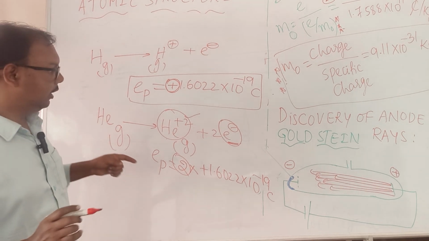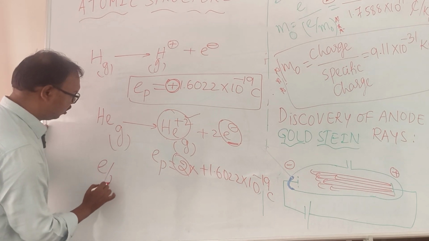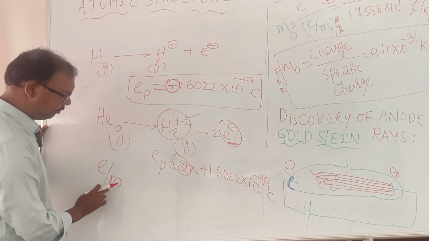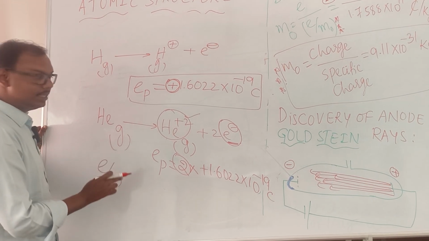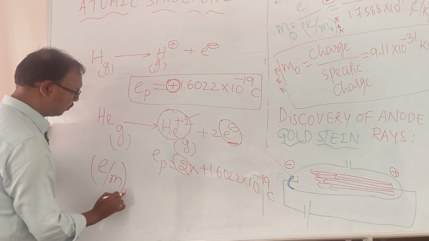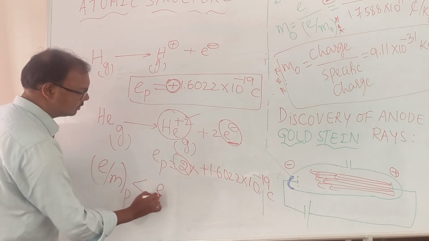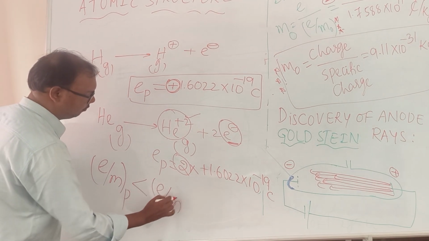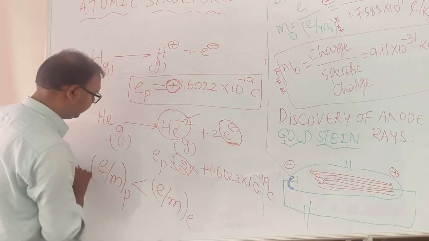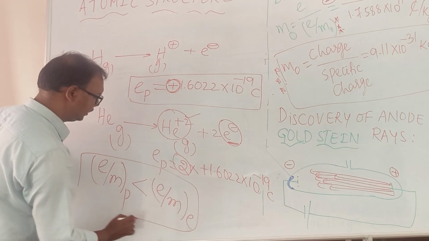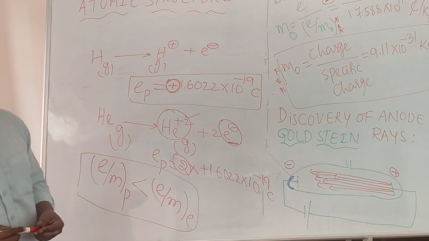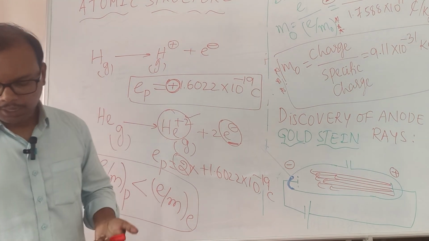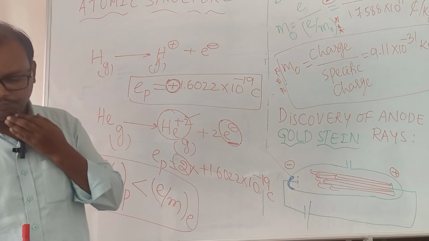That's why the E by M value of anode rays is less than the E by M ratio of electron. Keep that in mind, it is important. What is the reason behind that? Because it depends on the nature of the gas.